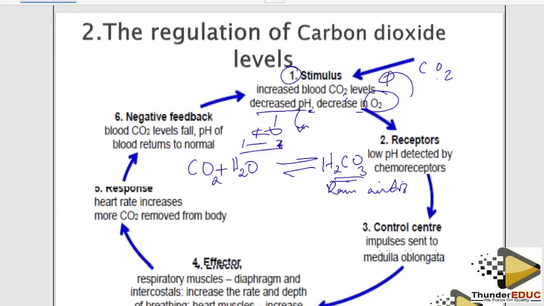Because our receptors in the body, we do not detect carbon dioxide, but we will detect the pH. That's why, number 2, receptors, low pH detected. How does it detect? It is detected by this carbon dioxide reacting with water to form carbonic acid. Then this carbonic acid is detected, because carbonic acid is a chemical, by the chemoreceptors. The receptors in the body which detect these chemicals. So these chemicals are detected by chemoreceptors. Am I clear? Am I making you lost?